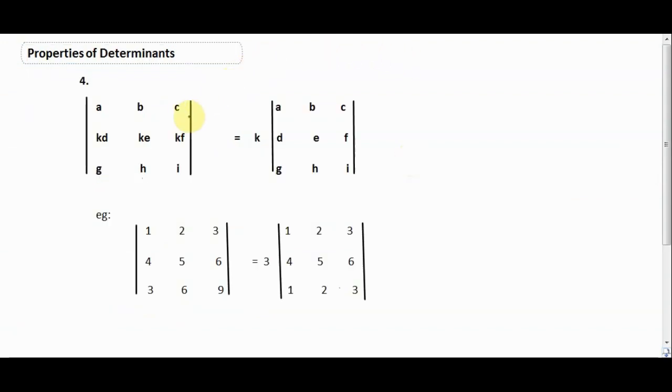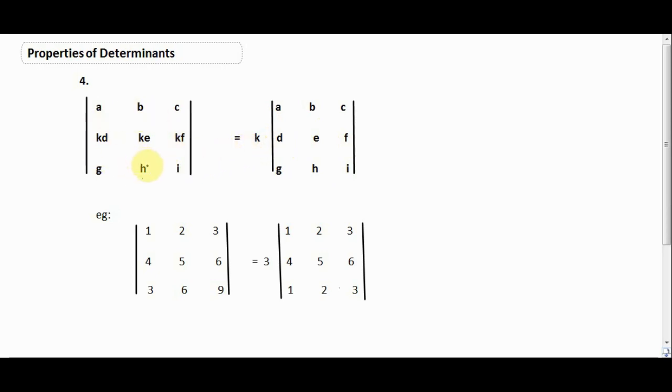Now property number 4 says if we have a common factor in any one of the rows or columns of the matrix, then calculation of determinant can be simplified by taking out that common factor outside and then finding the determinant of the remaining elements. Finally, after determining the value of the determinant, we have to multiply this determinant value with k to get determinant value of the actual matrix.